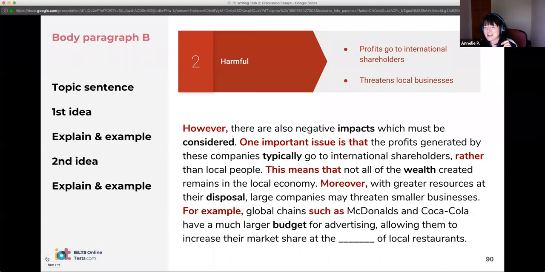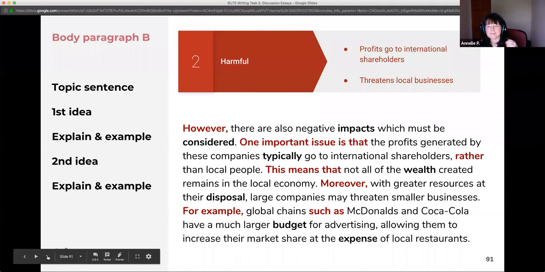Okay, very good. You're ahead of me, Mark and Bobby. At the expense of local restaurants. Okay, very nice. So, same format as the first body paragraph, but we're not using the same words. We're changing the introductory phrases. We're changing the linking phrases. We're not repeating any of the vocabulary. Very specific supporting evidence, okay?